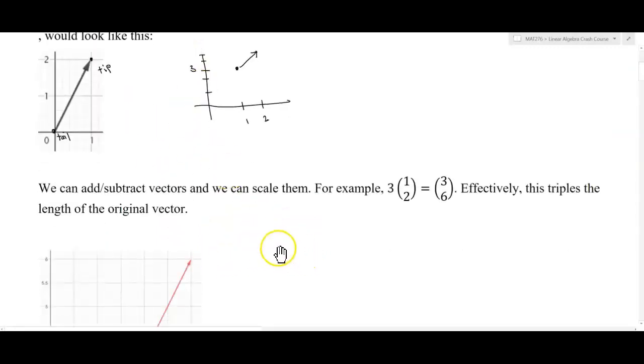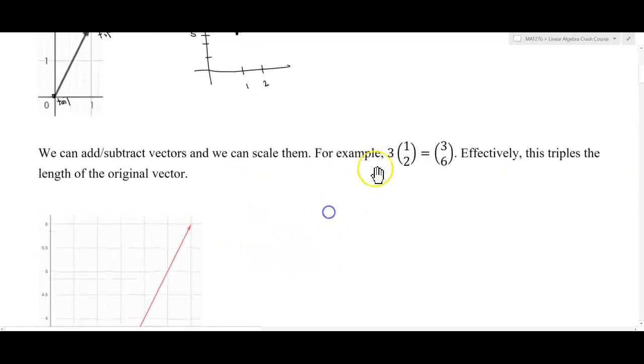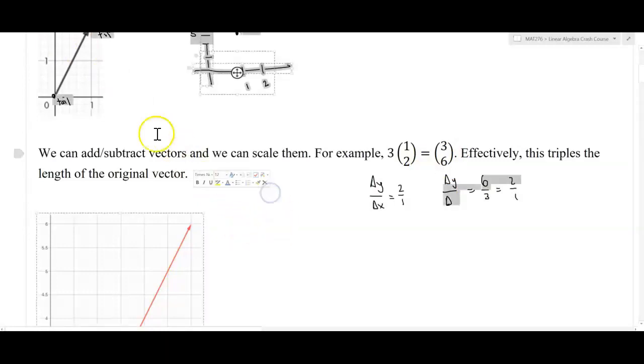We can perform operations on vectors. We can add them, we can subtract them, we can scale them. For example, if we took 3 times the 1, 2 vector, we get the 3, 6 vector. An important thing to notice is the change in y over change in x of a scaled vector. Here, it's 2 over 1. For the scaled version of that vector, we have 6 to 3, which is still 2 to 1. So that means that the slope of this vector has not changed. It's still going to point in the same direction, but it's going to triple the length of that vector.